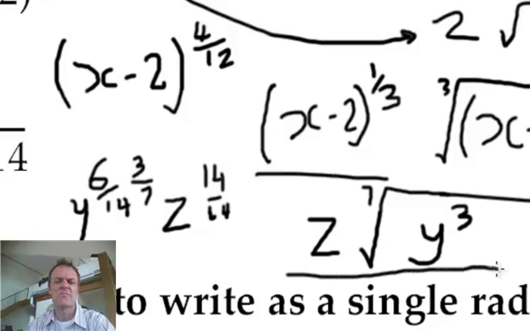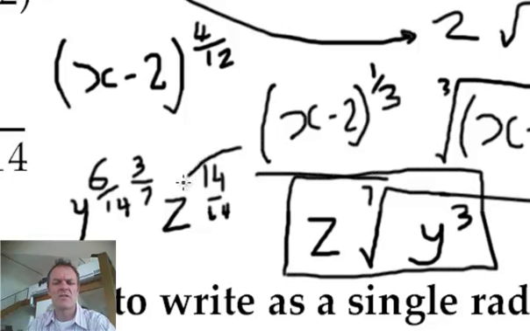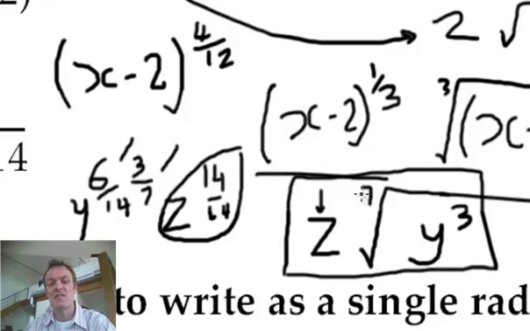That's an interesting one, is that one? Look at that one. So think about it. z to the 14 over 14. So 14 over 14, that's 1. Well, that is just z, isn't it? z to the 1 is z, so I can write that. But this one, again, remember 6 over 14 here became 3 over 7. So I can write the 3. So it's a 7th root of y cubed. That's what y to the 3 over 7 means.